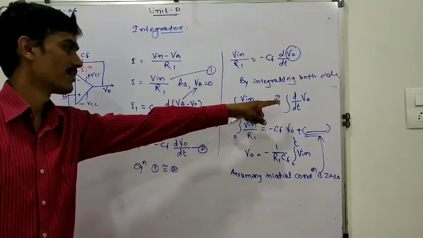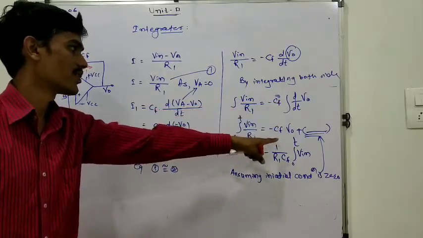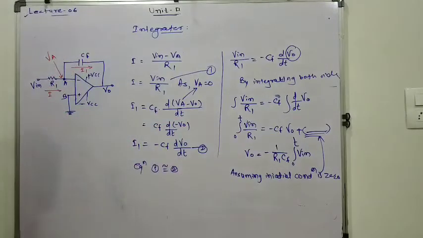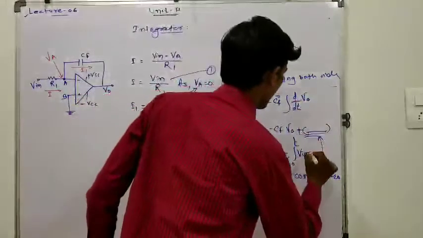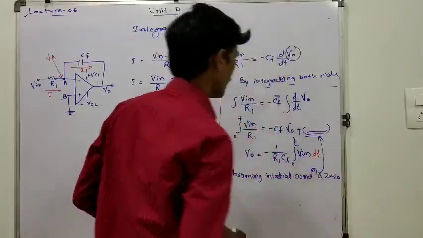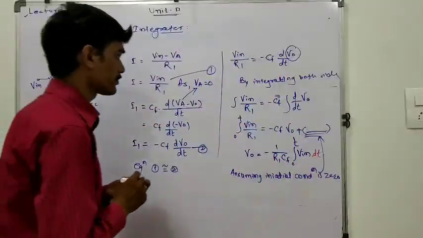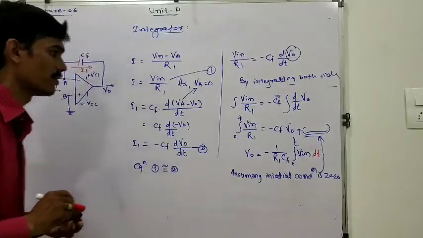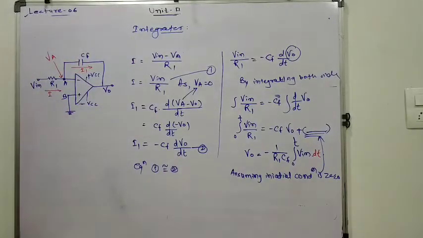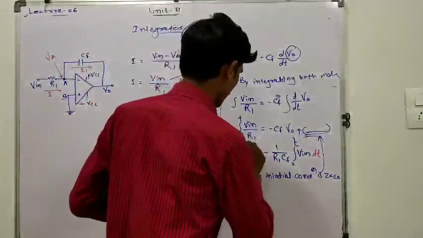Differentiation will be cancelled by the integration, and we are getting minus CF into VO. So ultimately we are getting output voltage VO is equals to minus 1 upon RF CF integration 0 to t Vin dt, that is with respect to t. So we are getting this formula for the output voltage. So this is nothing but a final formula for the output voltage.